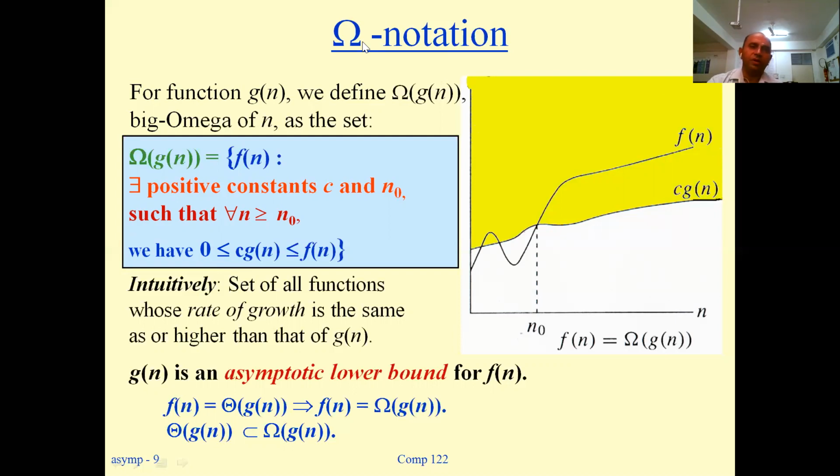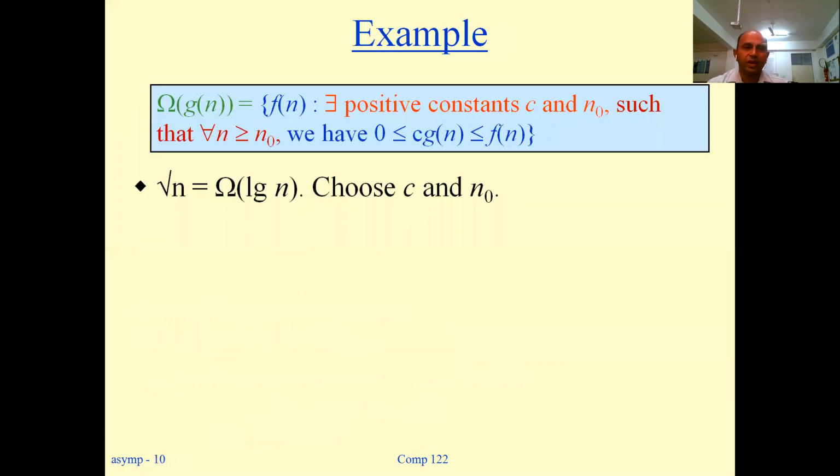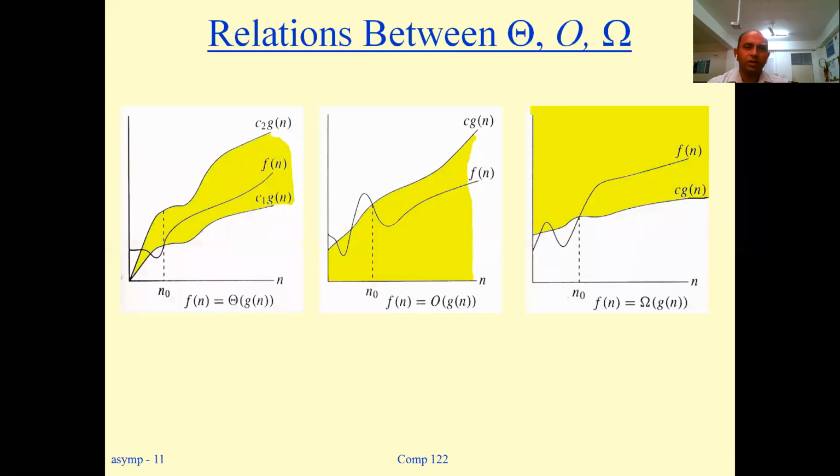between omega and big O. This is called the lower bound and big O is called the upper bound. The same property is satisfied by the omega notation. If f(n) is equal to theta of g(n), then it must satisfy the relation that f(n) is equal to omega of g(n). So we can say theta of g(n) is a subset of omega of g(n). Here is an example: order of root n is equal to omega of log n.